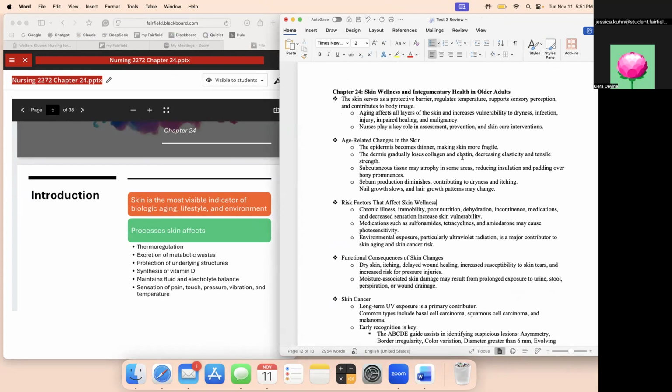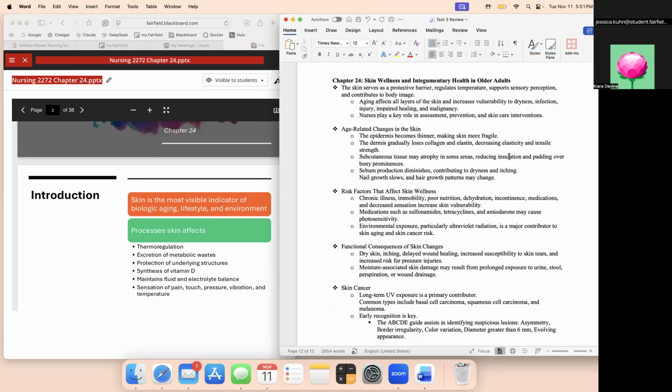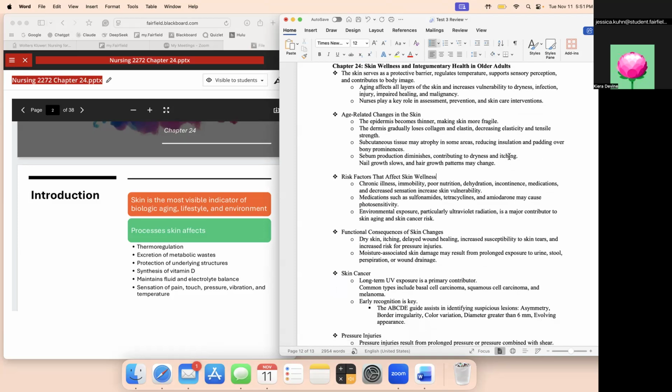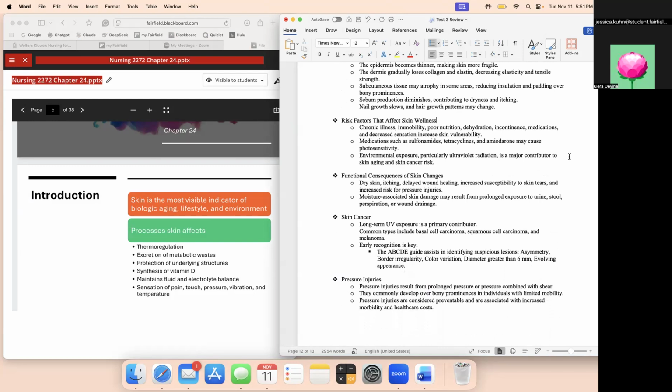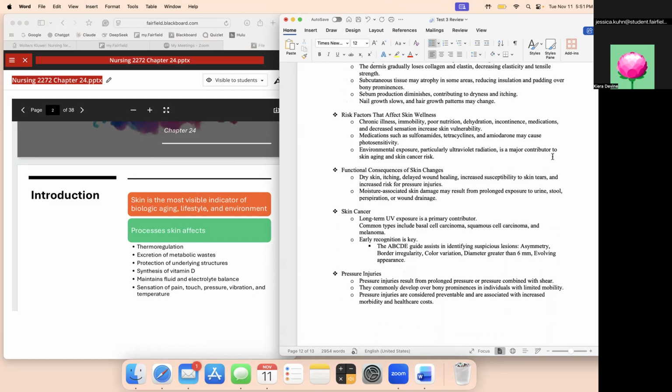Age-related changes in the skin: the epidermis becomes thinner. The dermis generally loses collagen and elastin, decreasing the elasticity and tensile strength. So you'll see the changes mostly on their hands to start and their face. Subcutaneous tissue may atrophy, reducing insulation and padding over bony prominences, which will potentiate pressure ulcers, and nail growth slows and hair growth patterns change.